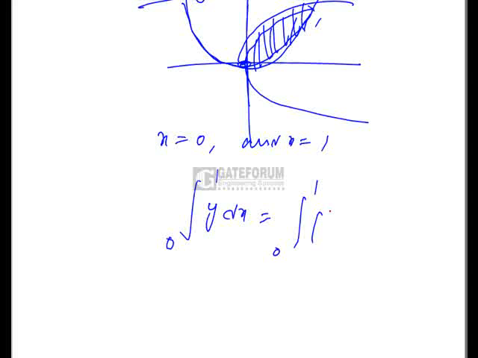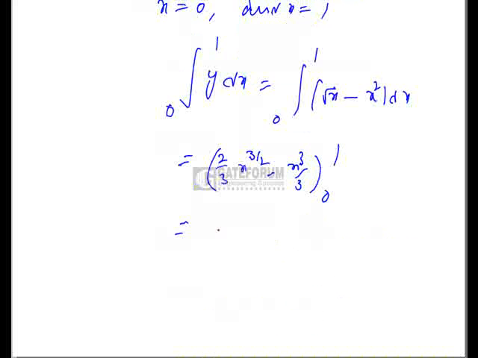So 0 to 1, y in the first case is nothing but root x, and in the second case is nothing but x square. If I integrate, it will be 2/3 into x power 3/2 minus x cube by 3 over the limits 0 to 1. And if I simplify, then the answer will be 1/3, which is nothing but option B.